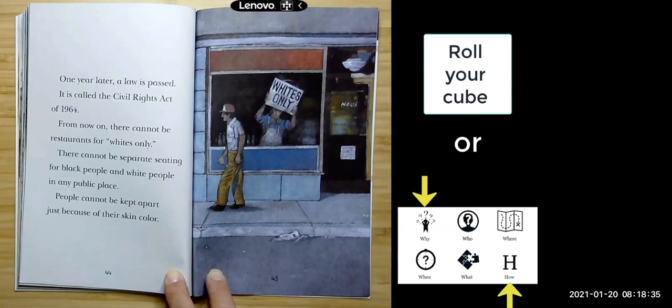One year later, a law is passed. It is called the Civil Rights Act of 1964. From now on, there cannot be restaurants for whites only. There cannot be separate seating for Black people and white people in any public place. People cannot be kept apart just because of their skin color.